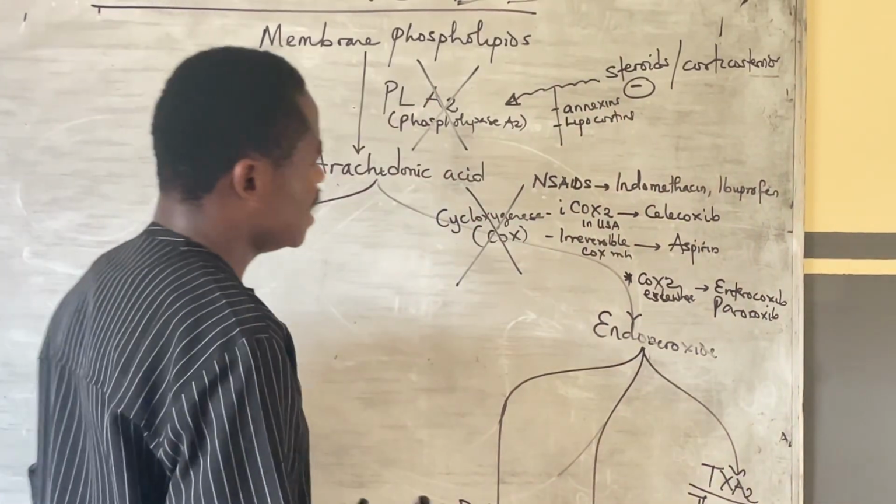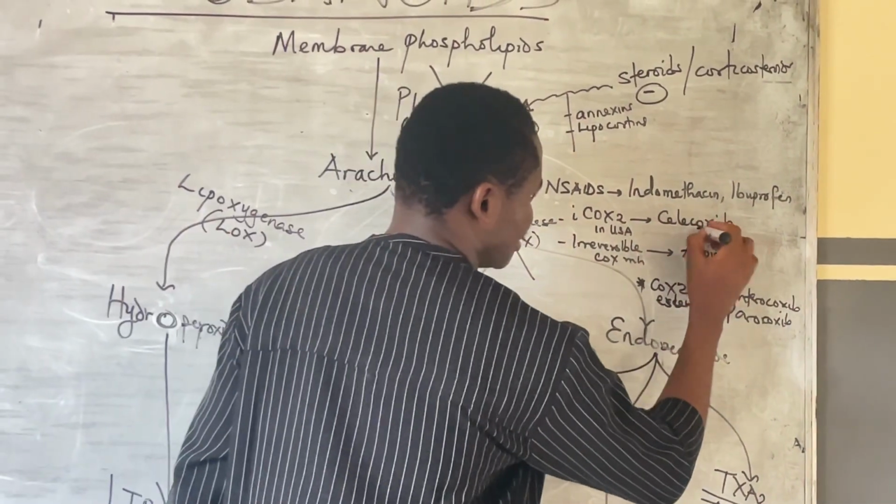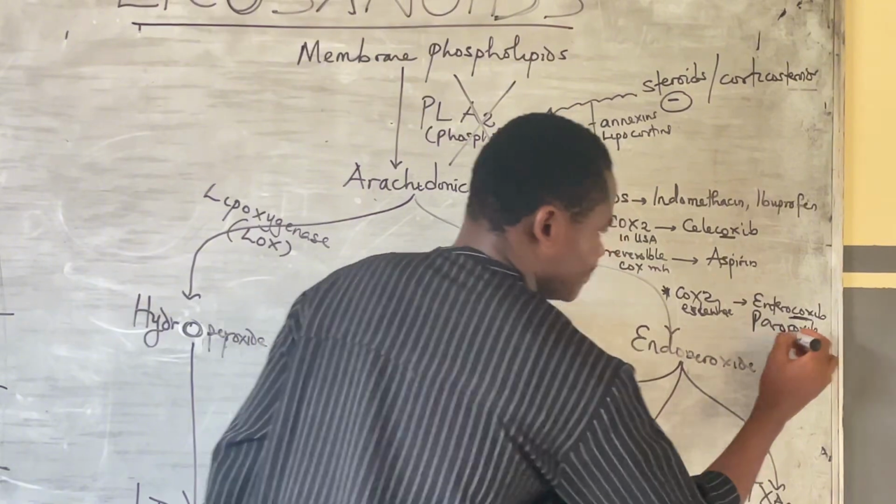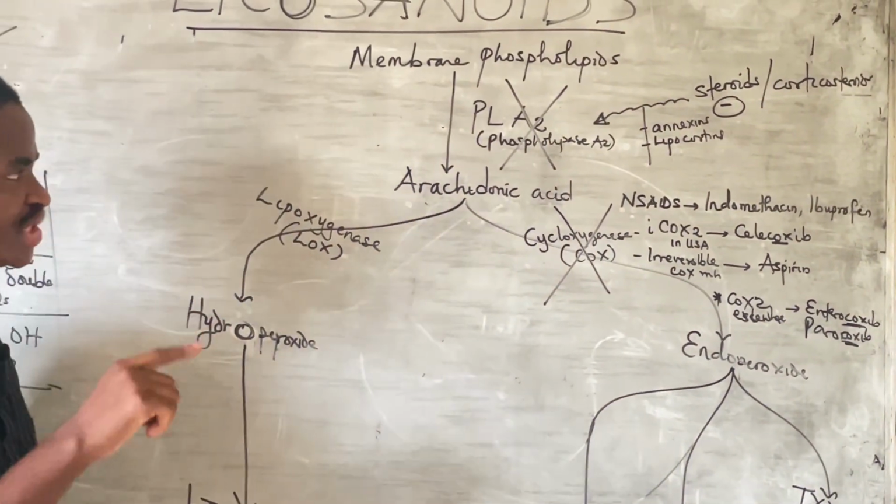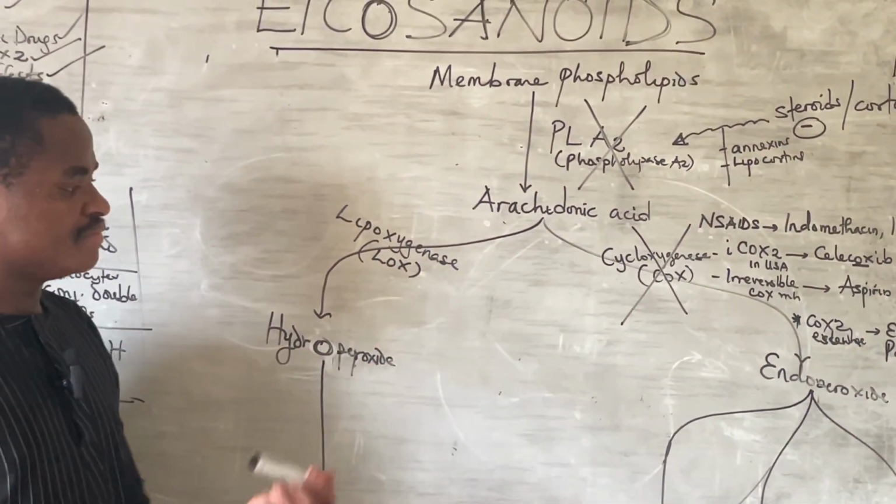Parecoxib. Okay. Now you can see something here. Most of these drugs have the COX. That will also help you in MCQs to be able to decode drugs that are in that route.